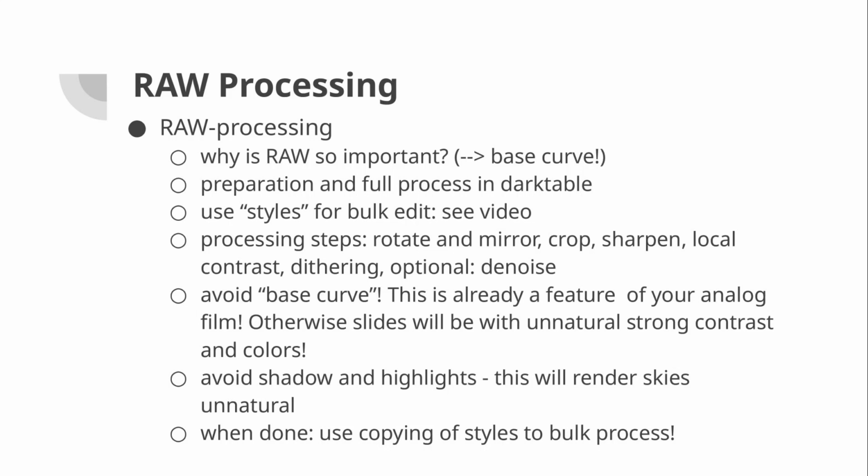So this is why we have to turn off the base curve, and the RAW doesn't contain any base curve by itself. JPEG is already a translation to a base curve, but RAW not. And we want to use the base curve of the analog film.